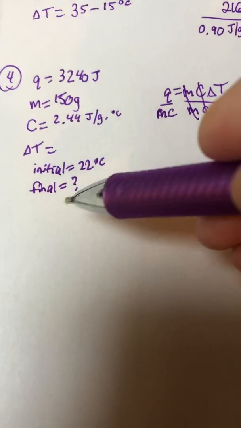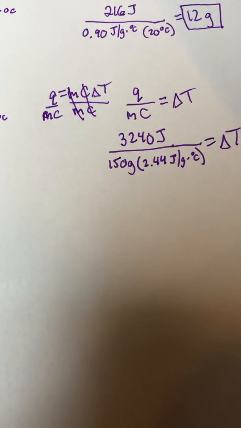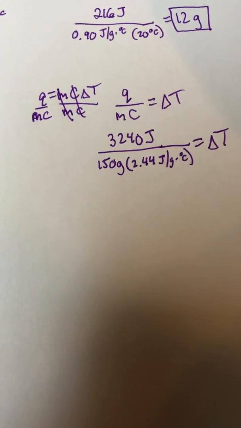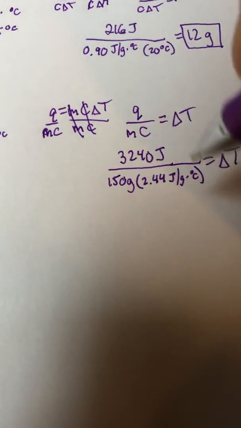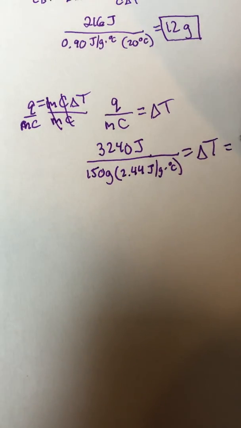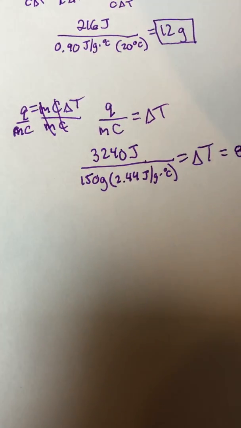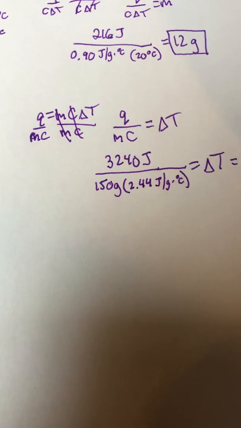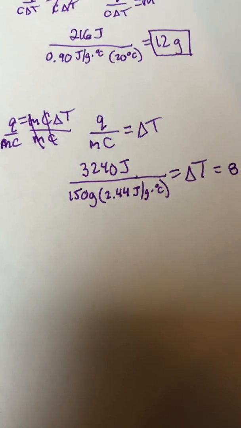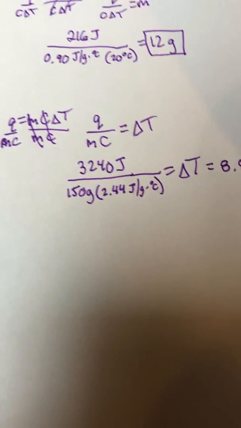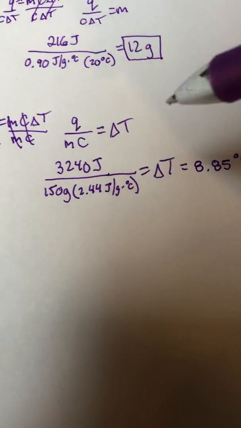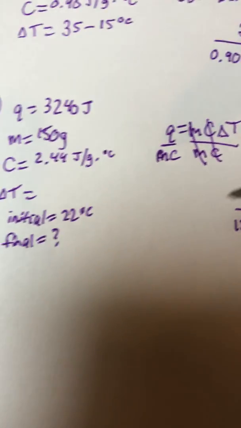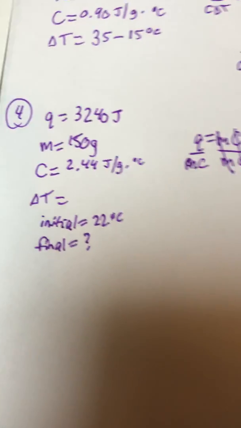Remember, they're asking for a final temperature. This just gives us the change, okay? So now when I do this, I should be able to calculate a change in temperature of roughly about 8.85, which would be in degrees Celsius, okay? So this just gives us the change in temperature. Remember, we need to find a final temperature.